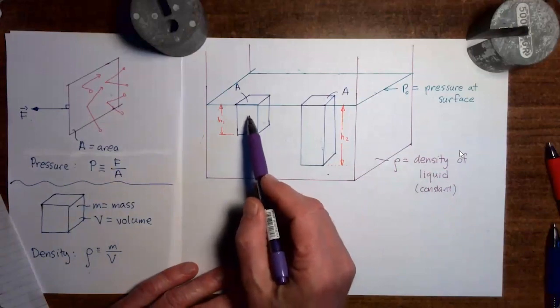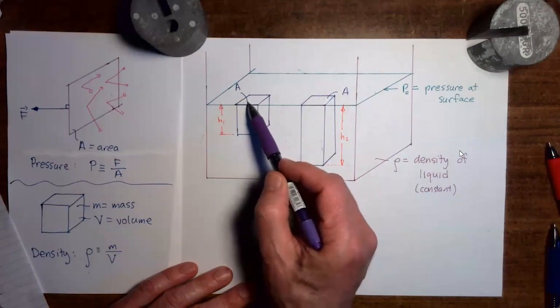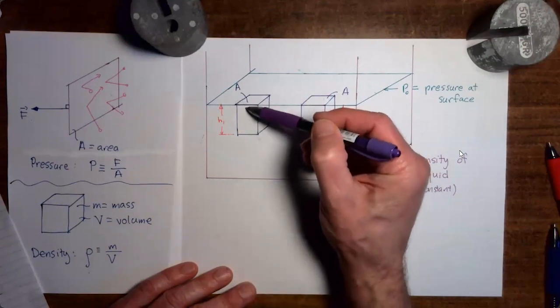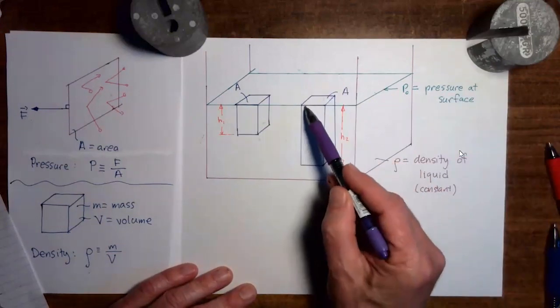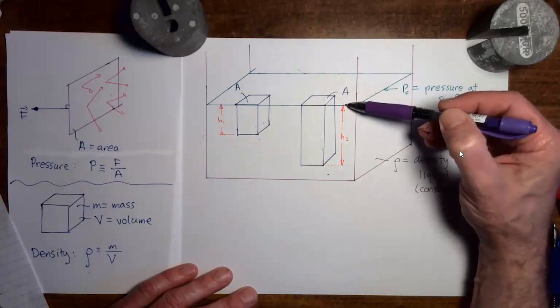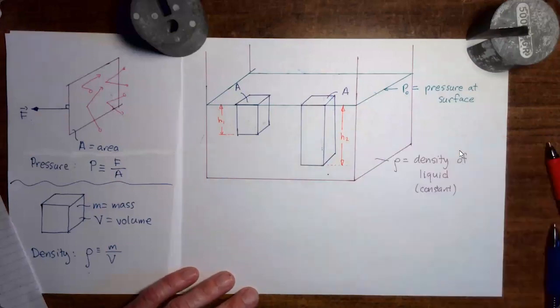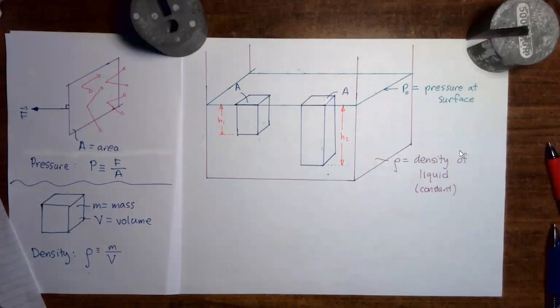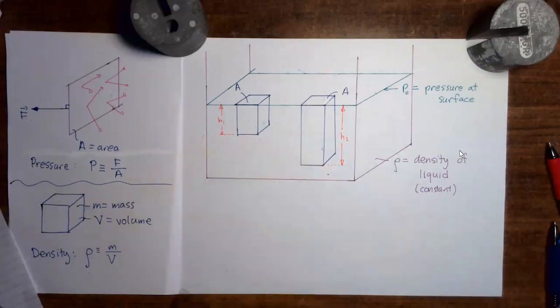Let's look at this column on the left. I drew it by marking off an area A at the top surface of the tank, and then going into the liquid by a depth H1. For the column on the right, I marked off an equal area A at the top surface of the liquid, but this time I went deeper into the liquid by a depth H2. Now we'd like to understand why pressure increases as a function of depth as you go deeper into a liquid. So to do this, let's start by drawing force diagrams for each of the liquid columns.